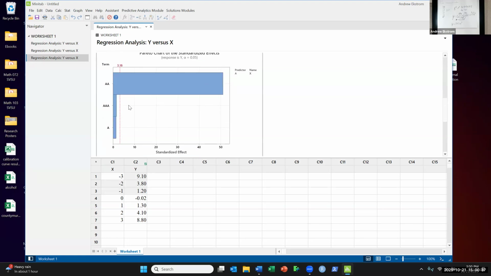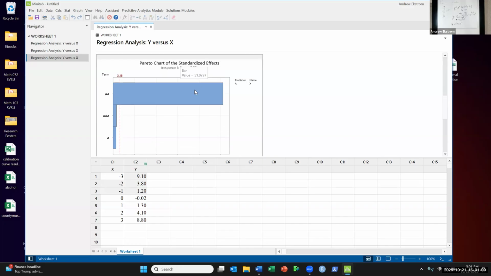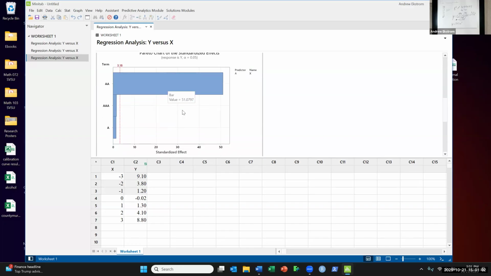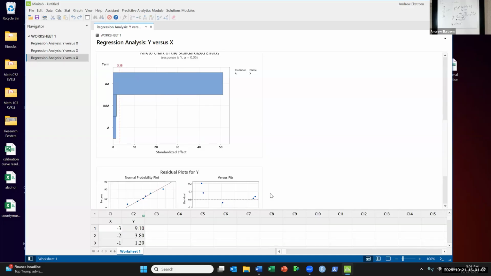When we look at our Pareto chart here, there's this dashed red line that we see here, and we see that they're calling it AA. Why are they calling it AA? Because it's a predictor, or the predictor we have, and then we're squaring it. So this is a way of looking at the data really quickly, trying to determine, does there seem to be something that is statistically significantly different going on here? Yes, there is.